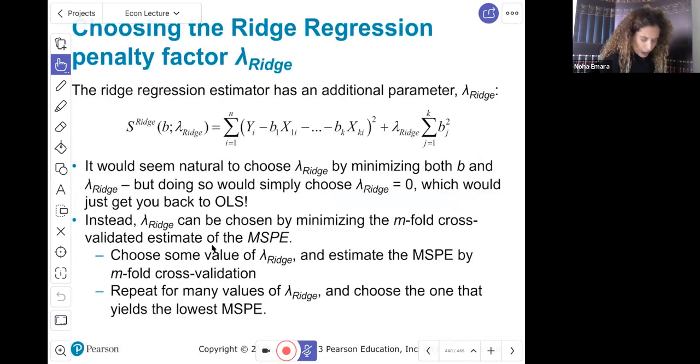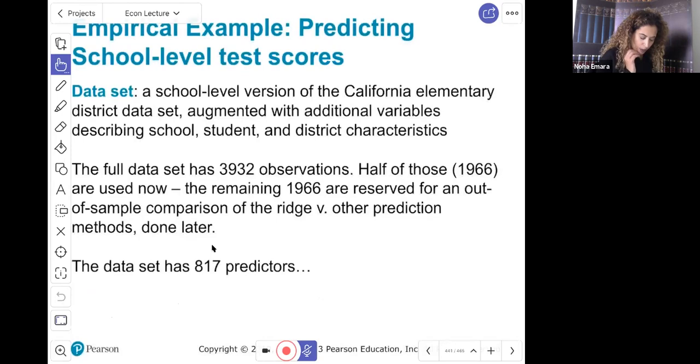So again, this slide is just saying what I was saying, which is I'm trying to minimize the mean square predicted errors such that I can choose the lambda ridge that minimizes, or the lowest point that minimizes the amount of errors I have in the model.